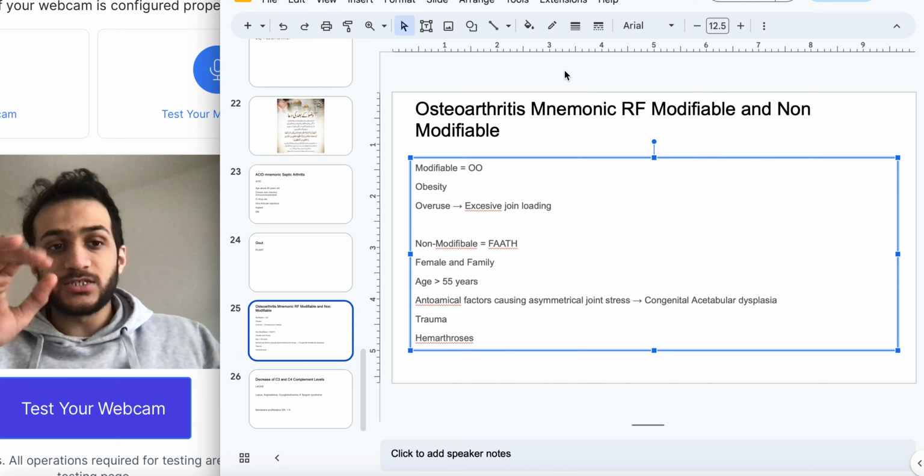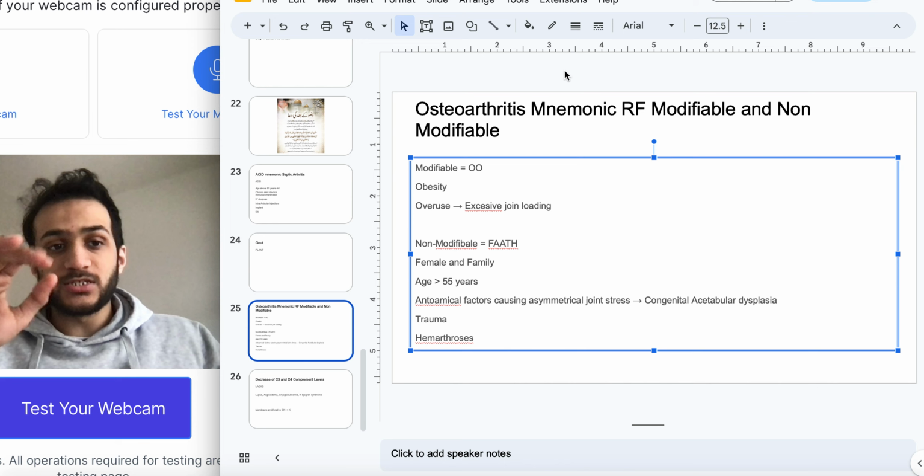Guys, basically in this video we're going to be speaking about osteoarthritis, and over here we're going to be speaking about a mnemonic of the risk factors. So we're going to be having the modifiable and non-modifiable risk factors. So it's a bit of both.